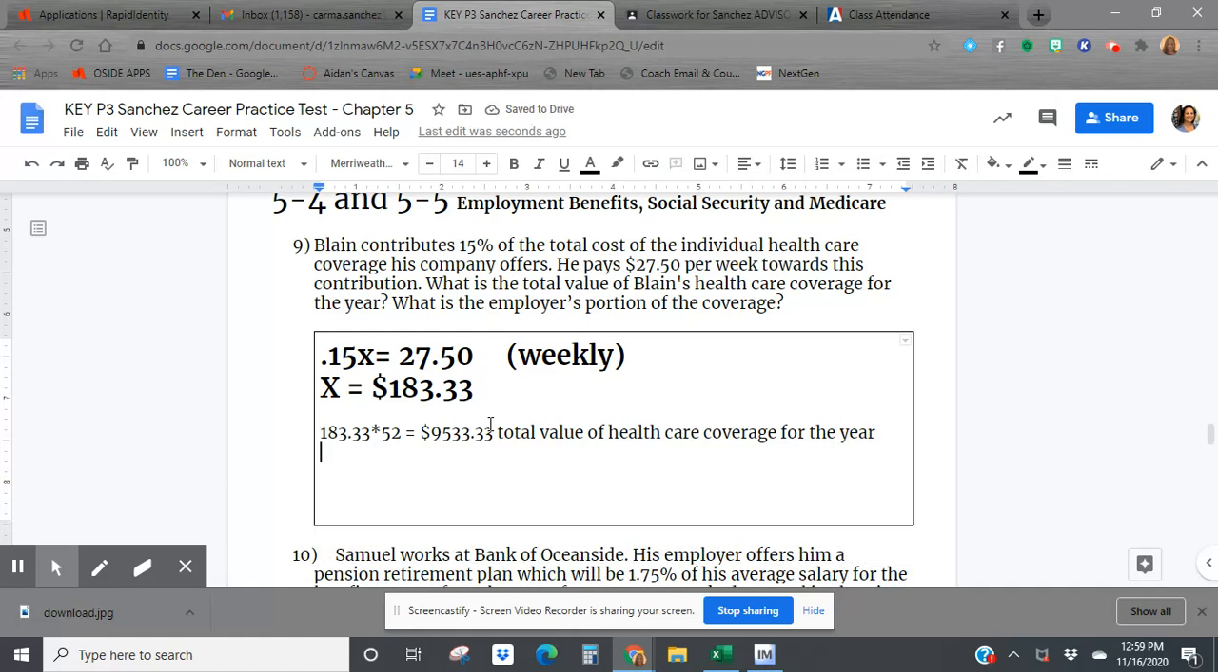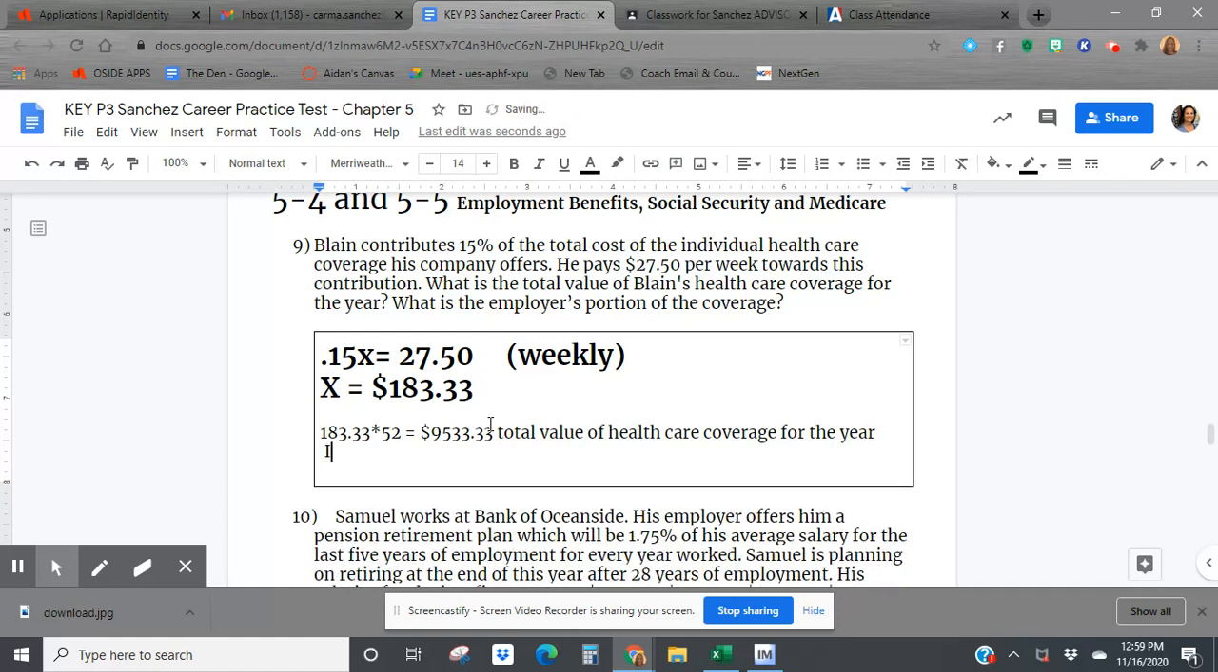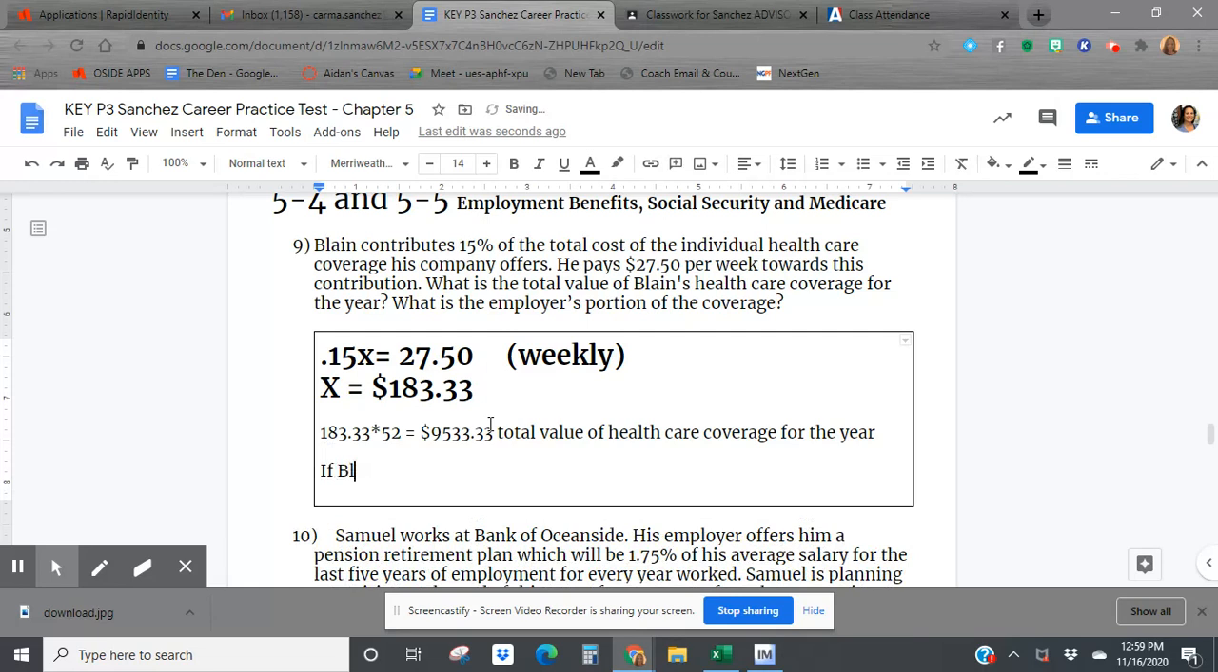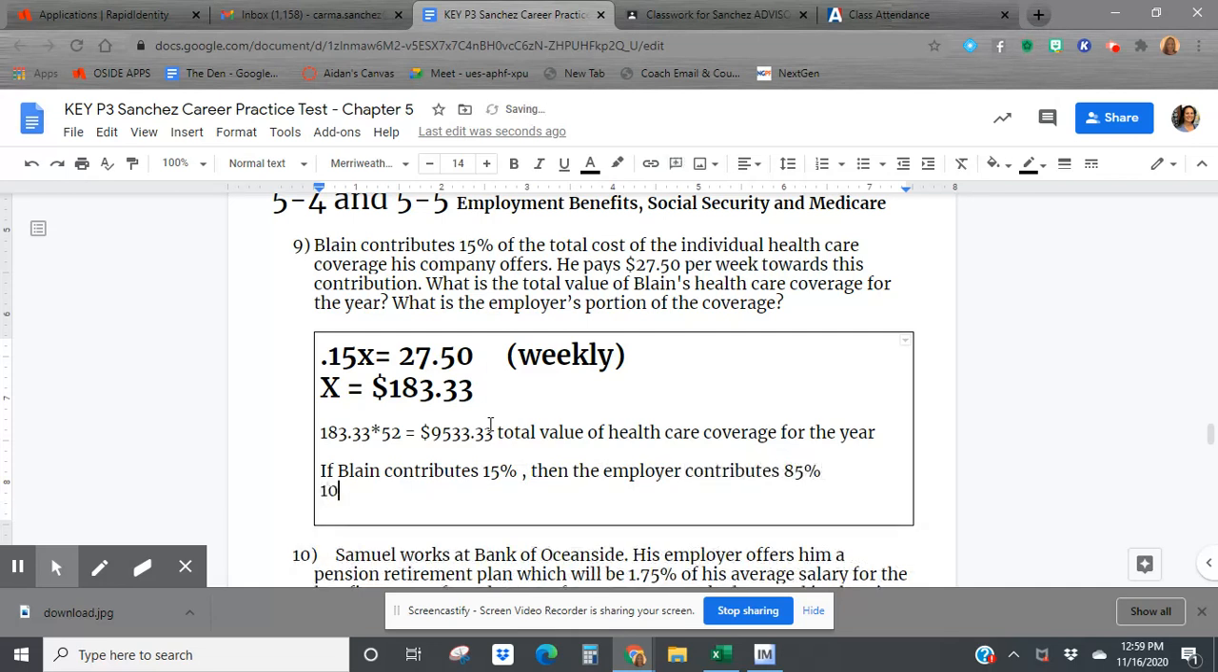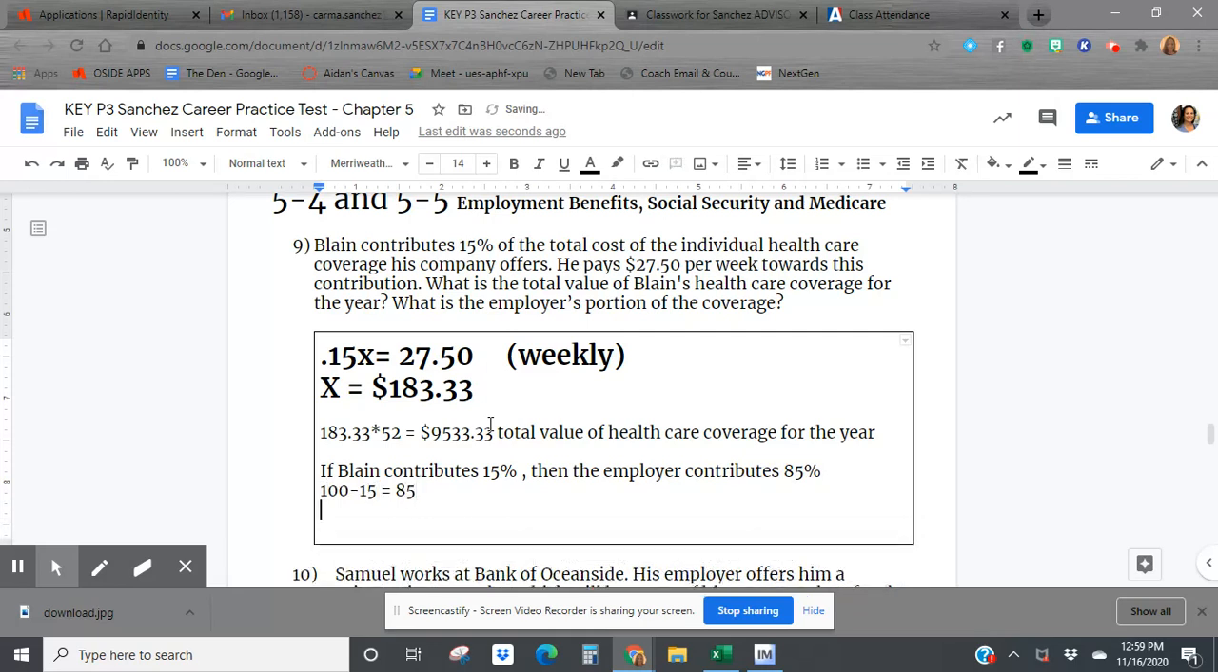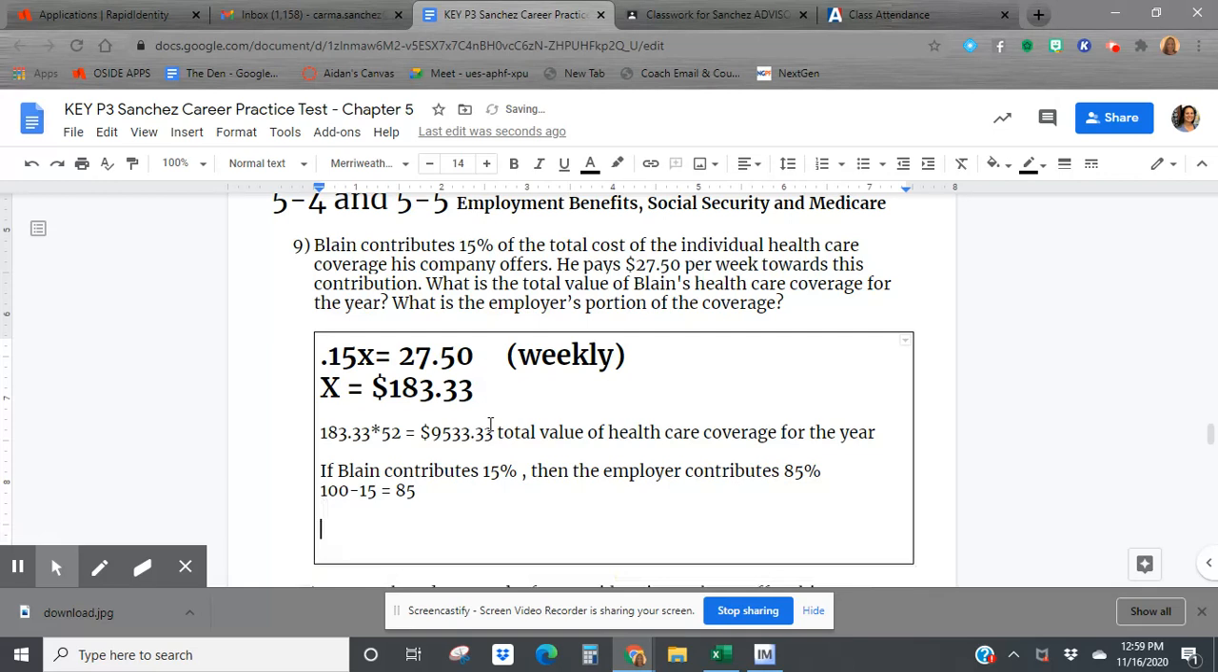Now they asked what's the employer's contribution. So if Blaine contributes 15%, then the employer contributes 85%. How did I get that? 100 minus 15 is 85%. So let's take 0.85 of 9,533.33, and this is going to give us the employer's contribution.